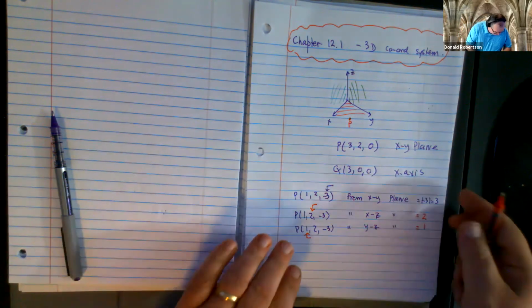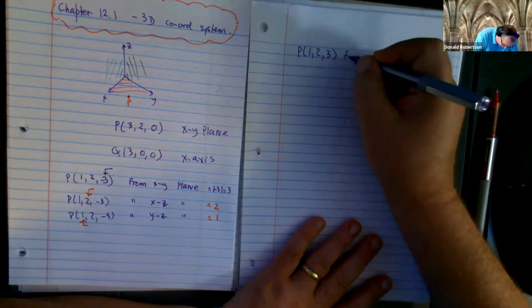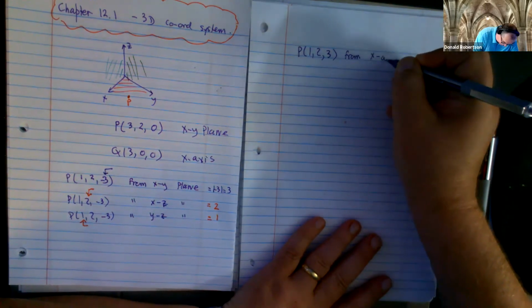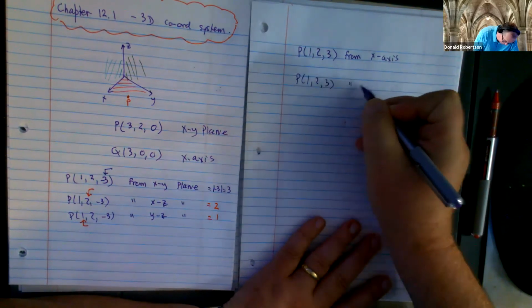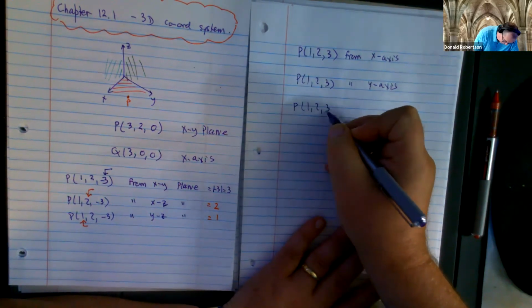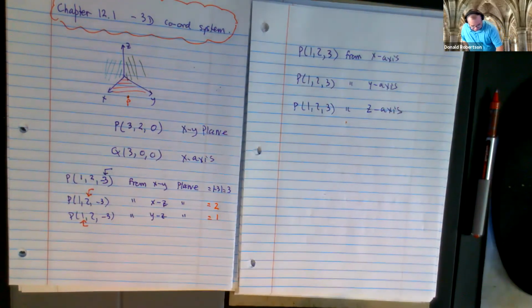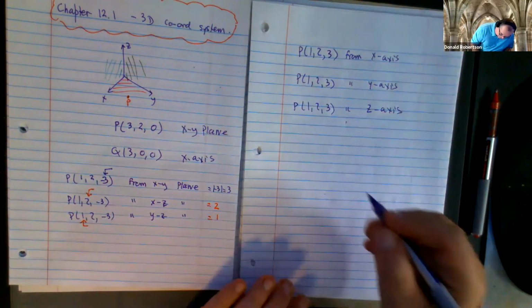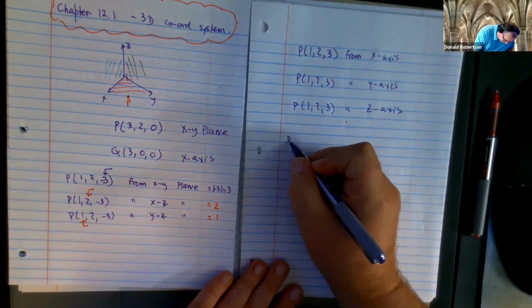Now, there is one more of these, and then I'll show you some software. I'm going to look at the point 1, 2, 3, and we want to know how far it is from the x-axis, how far this point is from the y-axis, and of course, how far this point is from the z-axis. That's going to be a bit trickier, because to be able to answer any of these questions, I have to introduce a formula to you, and it's called the distance formula.